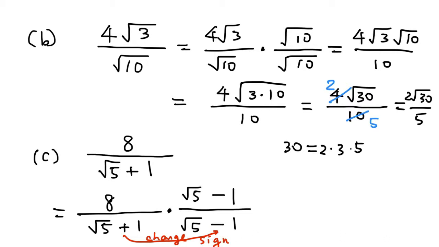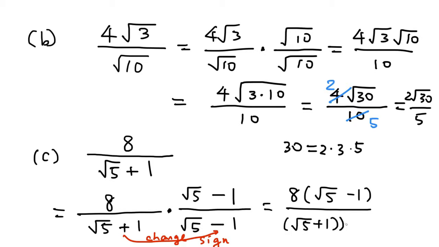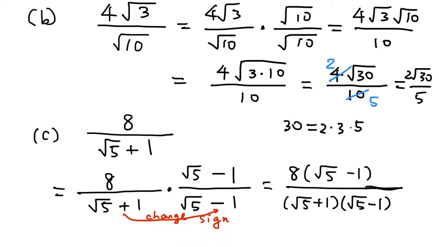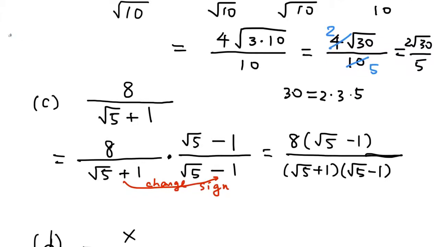And what happens? What happens is that we multiply numerators, 8 times square root of 5 minus 1, and we multiply the denominators, plus 1 times minus 1. Okay, now if you simplify the denominator, let's scroll down a little bit. So let's work it out here.